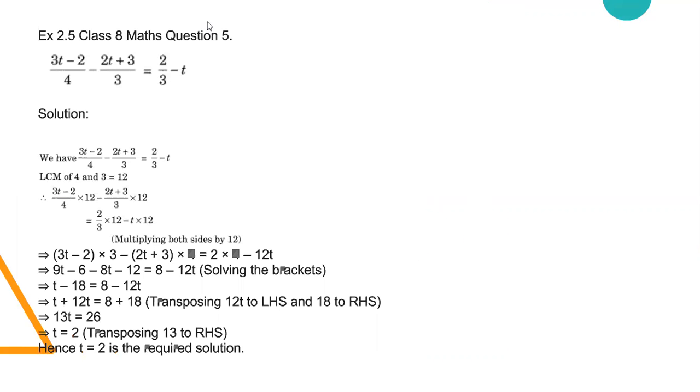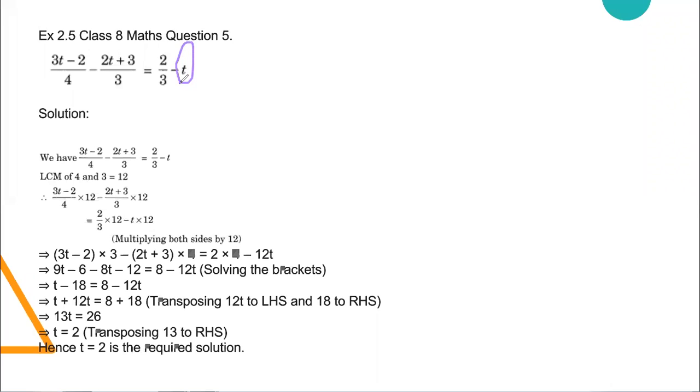Here I have question number 5 displayed for you. So it says (3t minus 2)/4 minus (2t plus 3)/3 equals 2/3 minus t. So basically what you need to do here is find the value of t.